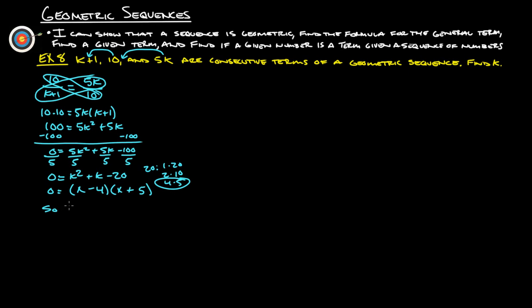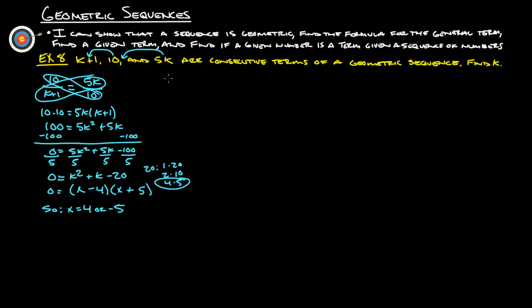So from our null factor law, either this has to equal 0 or this has to equal 0. So k minus 4 gives us 0, or k plus 5 gives us 0. So positive 4 or negative 5. Now, we want to plug these in to make sure that they actually work. So into the original one.